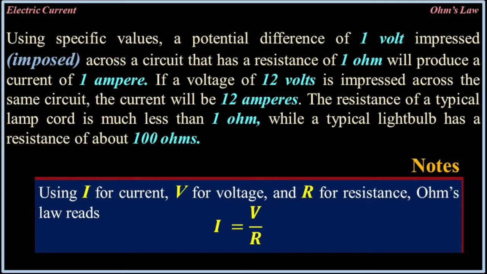Using specific values, a potential difference of 1 volt impressed across a circuit that has a resistance of 1 ohm will produce a current of 1 amp. If a voltage of 12 volts is impressed across the same circuit, the current will be 12 amps. The resistance of a typical lamp cord is much less than 1 ohm, while a typical light bulb has a resistance of about 100 ohms. Notes: using I for current, V for voltage, and R for resistance, Ohm's law reads I equals V over R.